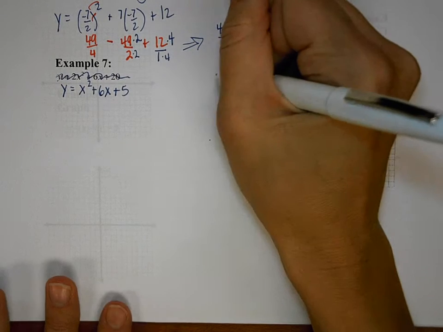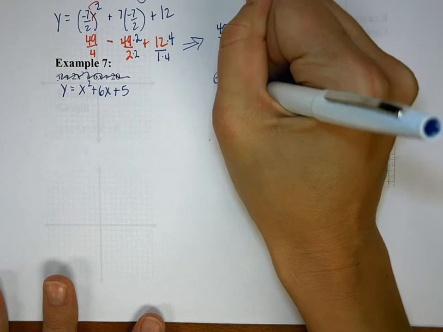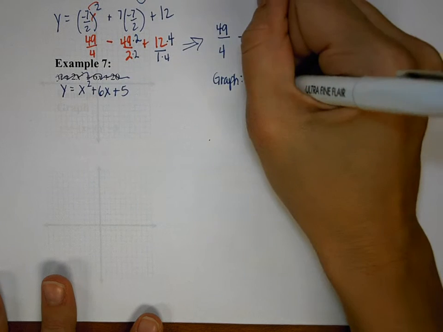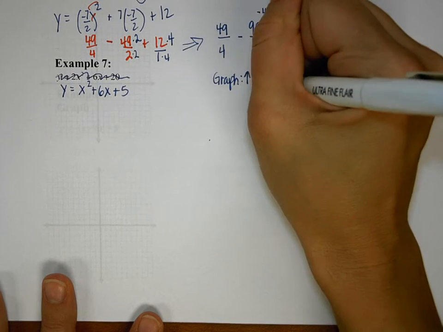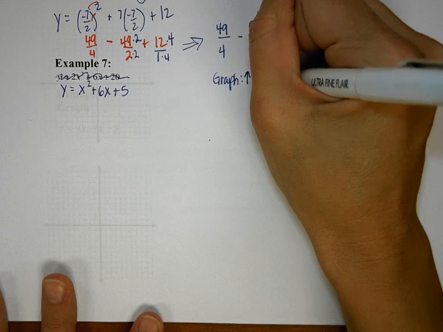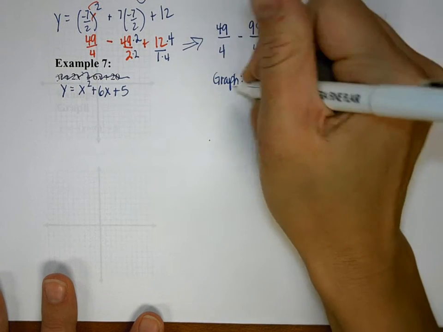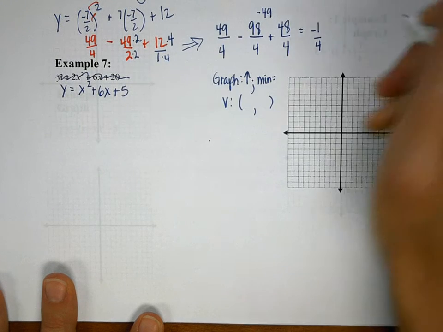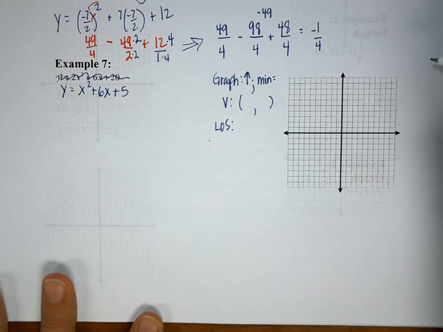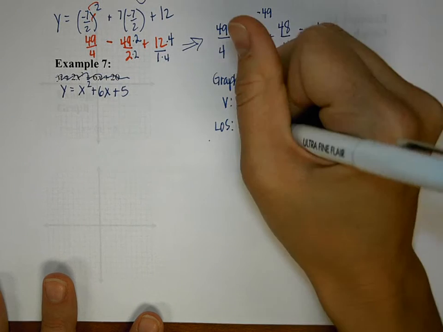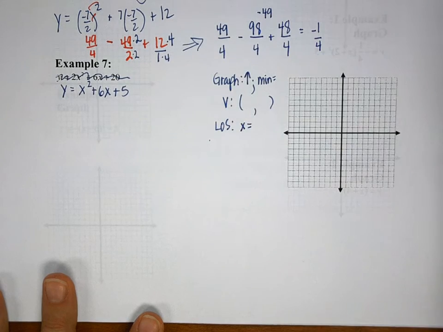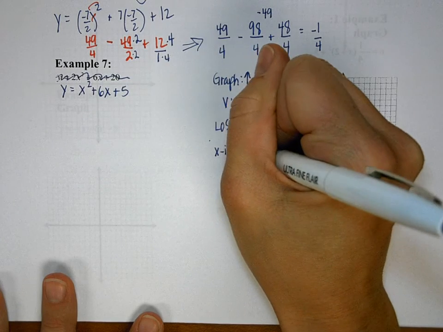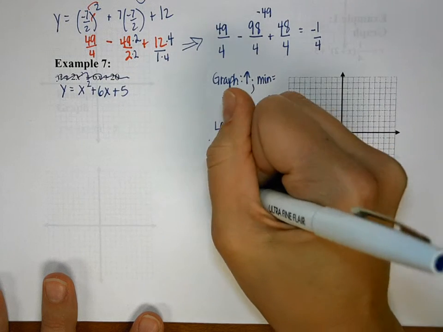Okay, the first thing we know that we need is the graph, and if we look at this right now, is the graph going to go up or down? Up. How do we know it's going up? A is positive. Is it going to be a maximum or minimum? Very good, minimum. Okay, we also will need our vertex, which we know is going to be an ordered pair. We also need our line of symmetry. And line of symmetry will always be x equals some number. You will need your x-intercepts and your y-intercepts.